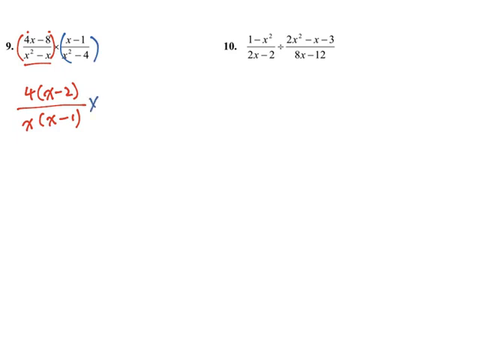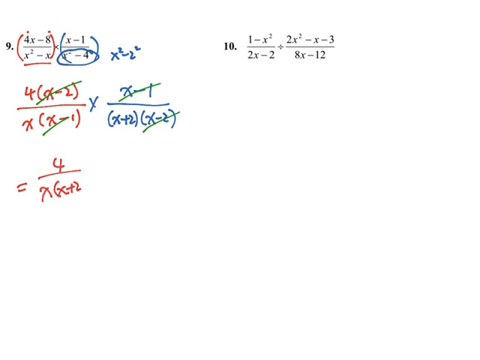For next part, x minus 1, no change. For this one, actually it's x squared minus 2 squared. So the difference of 2 squares, x plus 2, x minus 2. Then simplify, x minus 2 cancel it, x minus 1 also. So finally, 4 over x times x plus 2.